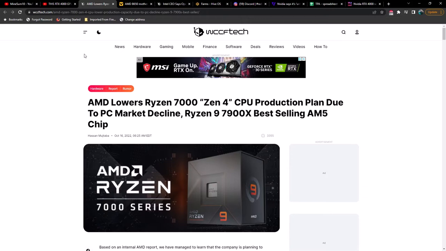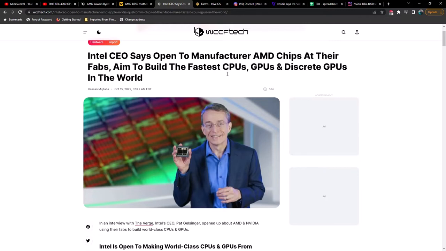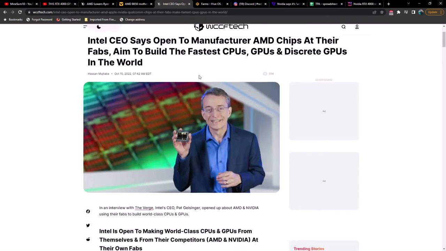So moving on to some more interesting news, we have Intel possibly making AMD chips. Yes, you heard that correct. So Intel CEO says open to manufacturing AMD chips at their fabs, aims to build the fastest CPUs, GPUs, and discrete GPUs in the world. Well, Intel has been coasting on their previous success for quite some time, but if you've been paying attention to my channel, you may have caught this video from yesterday talking about Intel benefiting from a lot of federally funded grants to build new chip factories, one of which is going to be located in Ohio, which is what CEO Gelsinger is talking about here.